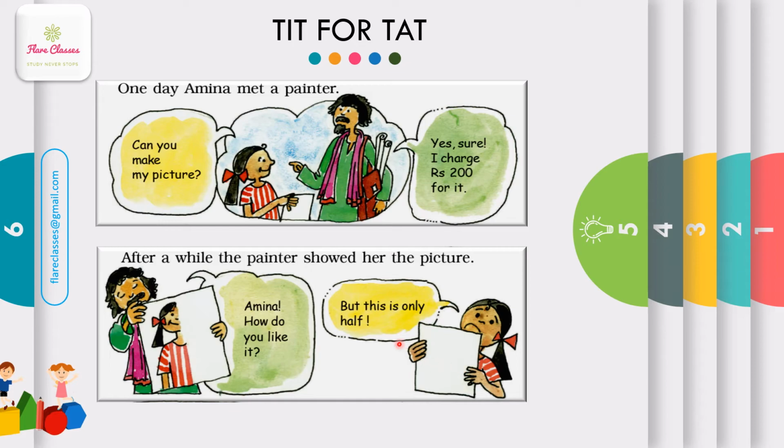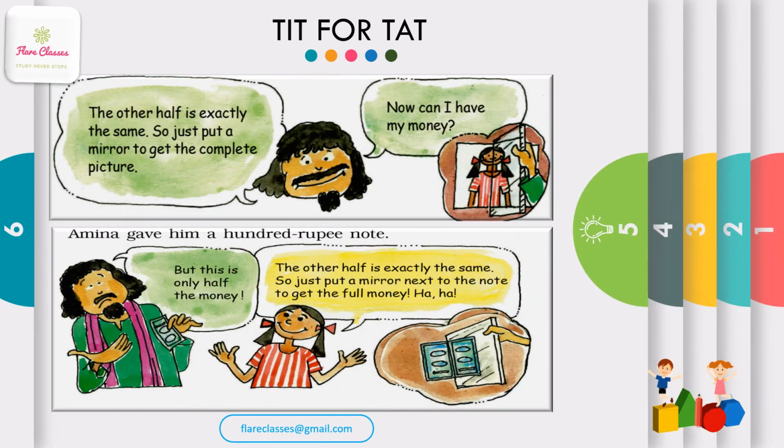Anima said, this is only half. The painter said, the other half is exactly the same. So just put a mirror to get the complete picture. Now, can I have my money?